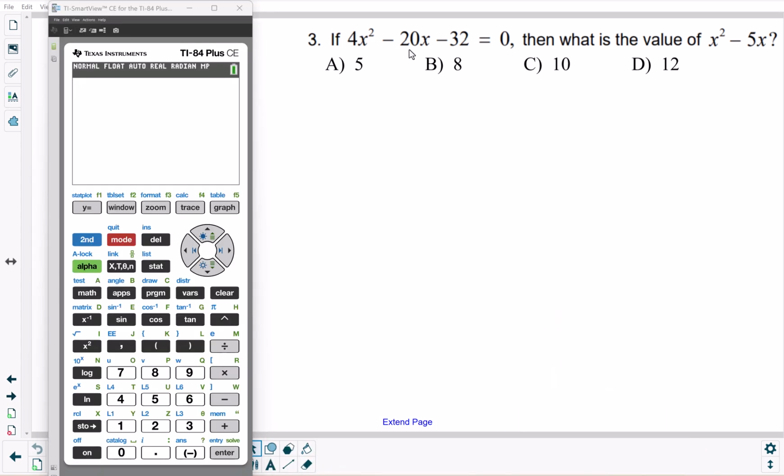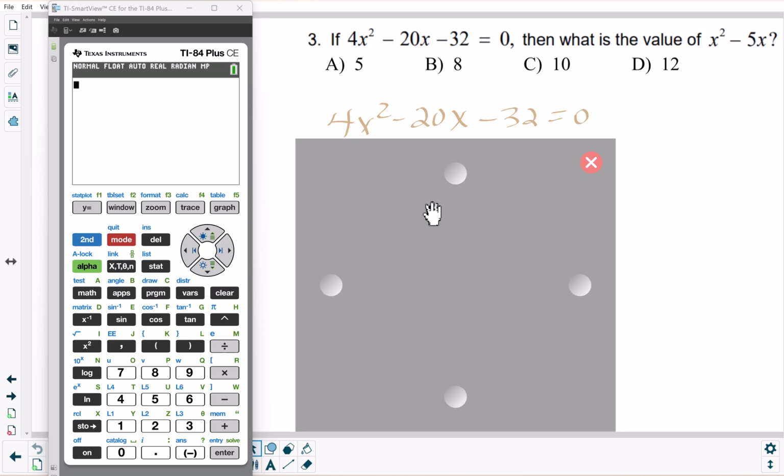If 4x squared minus 20x minus 32 equals 0, then what is the value of x squared minus 5x? One way we could solve this is by using the quadratic formula, since this does not factor, and then substitute into this. However, let's do this first.